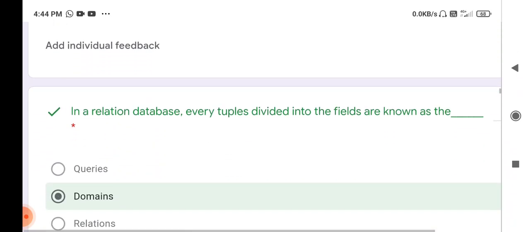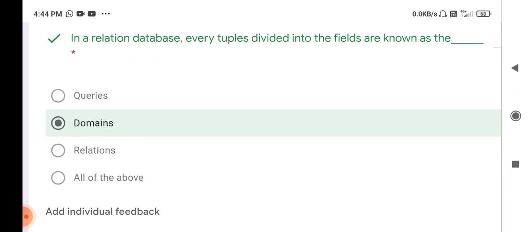Next question is, in a relational database every tuple divided into the fields are known as. Field simply means one particular field, like first name, last name. This is also known as domains. So every tuple divided into the fields are known as domains.